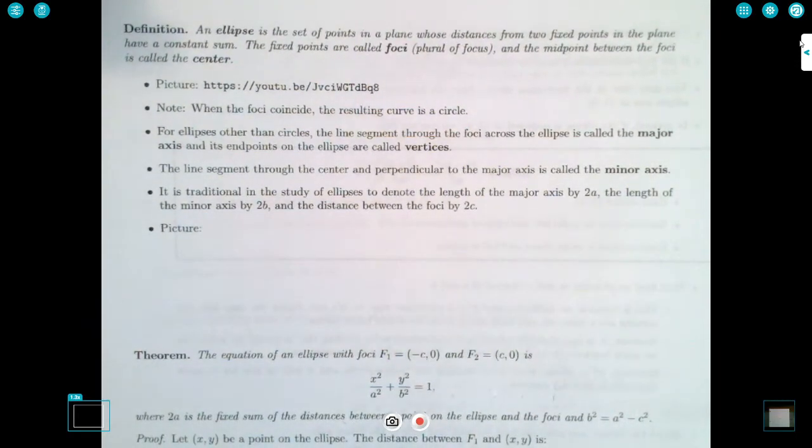Let's talk about ellipses. An ellipse is the set of points in a plane whose distances from two fixed points in the plane have a constant sum. The fixed points are called foci, plural of focus. I've heard some people call it foci or foci. I have no idea what the correct pronunciation is. I'm going to call it foci. Anyway, the fixed points are called foci, and the midpoint between the foci is called the center.